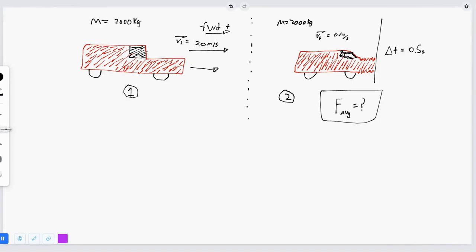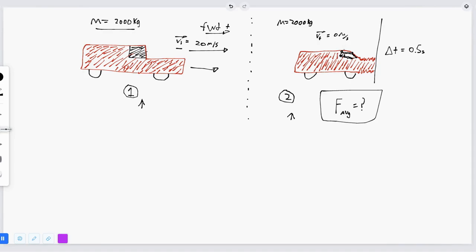I just drew a diagram. So number 1 means before the crash, number 2 means after the crash. So we can see the initial velocity is 20 meters a second. The mass is 2,000 kilograms. At the second part here, the mass is still 2,000 kilograms. And now the final velocity is 0 meters a second.